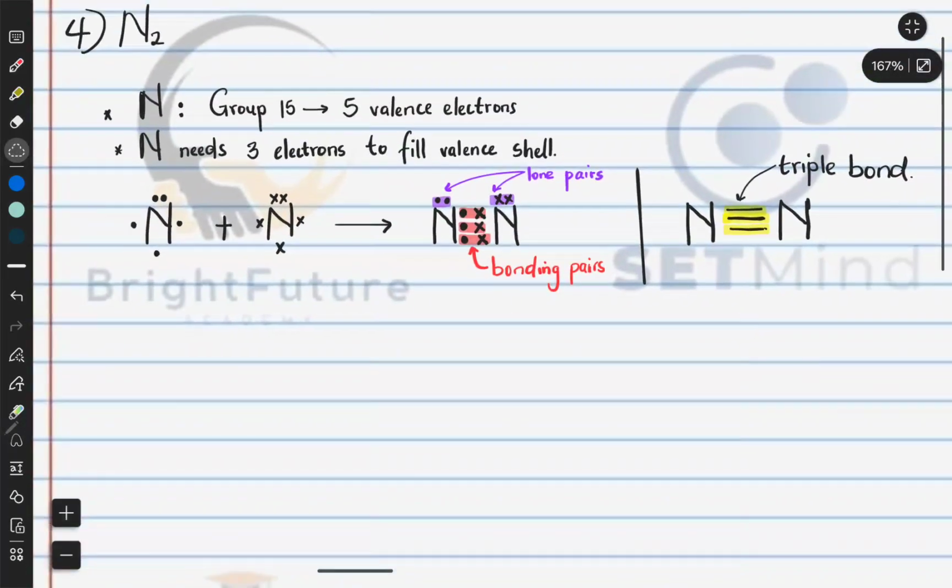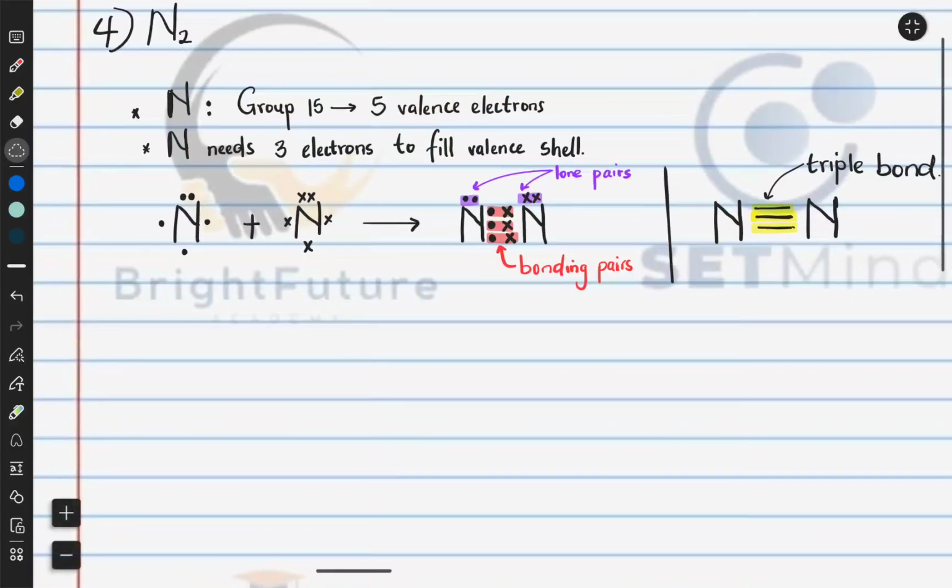So once the nitrogen atoms have reached their stable state, you would find that they are bonded by 3 bonds, by a triple bond. All right, so once we reach our product there, on the right hand side of our arrow, that is our stable state. At this state, nitrogen gas is very much stable. Okay, so it will have 2 lone pairs and 3 bonding pairs.